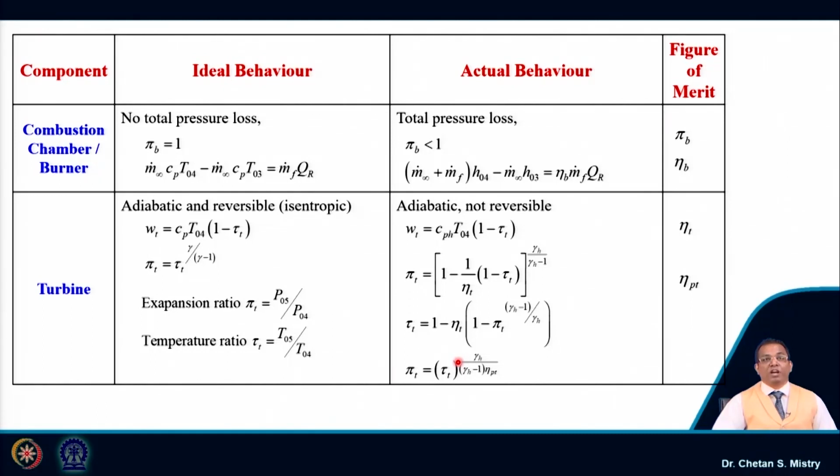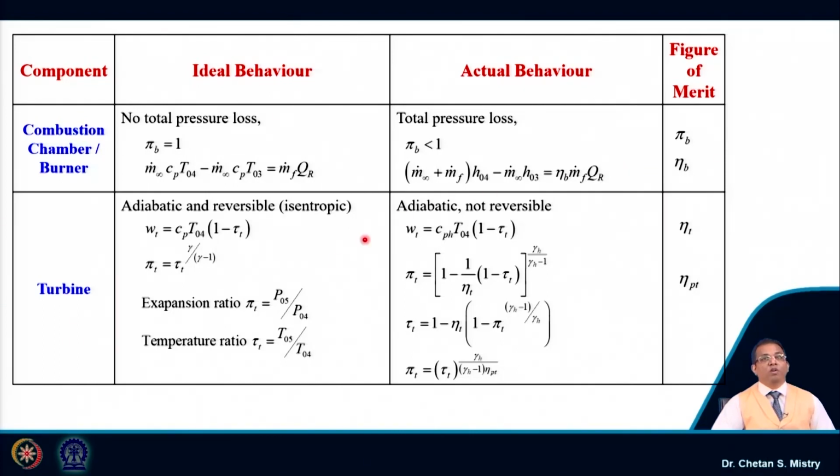Now, let us discuss the combustion chamber, or the burner. In the ideal condition we will not have any pressure drop, and based on the energy balance we are able to determine the turbine entry temperature. But in actual conditions we have seen there will be a loss of pressure, and we also introduced the parameter called burner efficiency. So, here the figures of merit are the burner pressure ratio, or loss of pressure, and the burner efficiency.